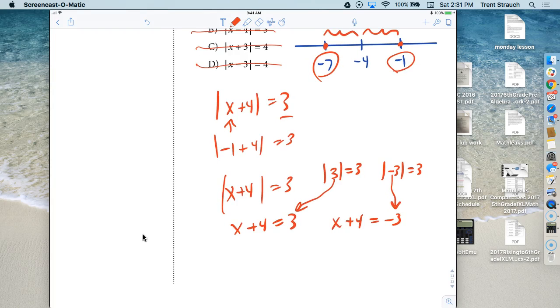So if I subtract 4 from 3, x would be negative 1. Subtracting 4 from negative 3, it would be negative 7. All right, that makes sense now? That's a really good review of absolute values. Everybody happy with that?